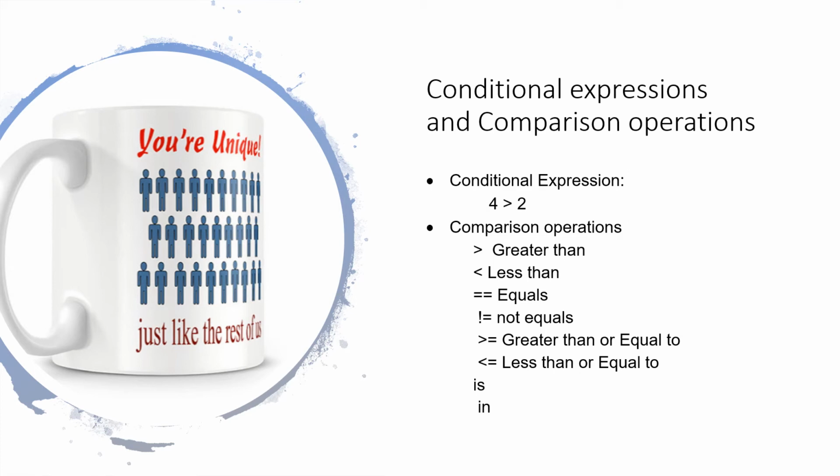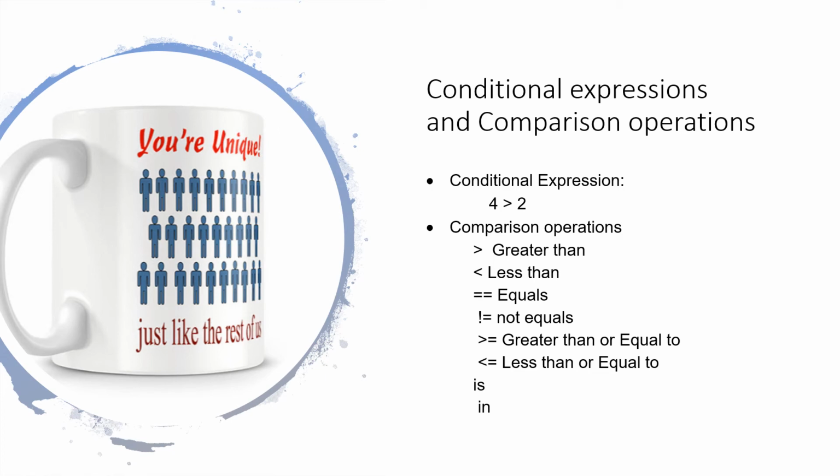The greater than operator is used to check if the left operand is greater than the right operand. The less than operator is used to check if the left operand is less than the right operand. The equals operator is used to check if the given operands are the same. The not equals operator is the exact opposite of the equals operator. It is used to check if the given operands are not the same and will resolve to true if not equal to each other.